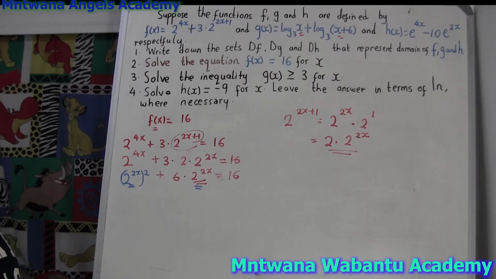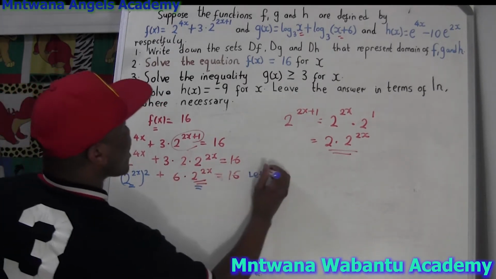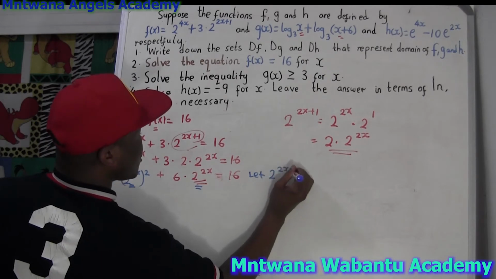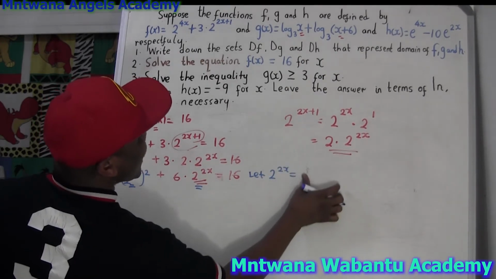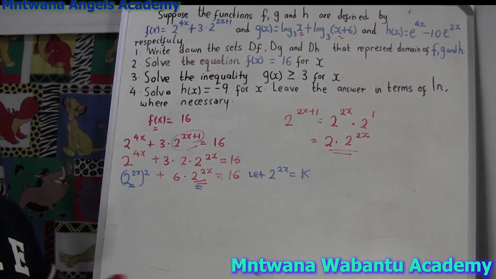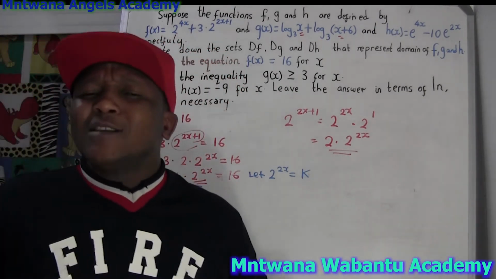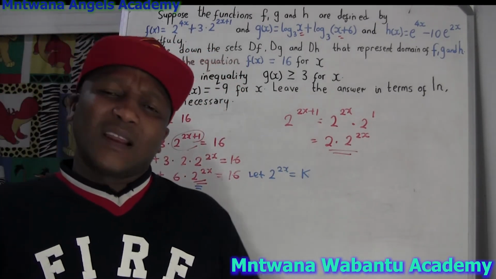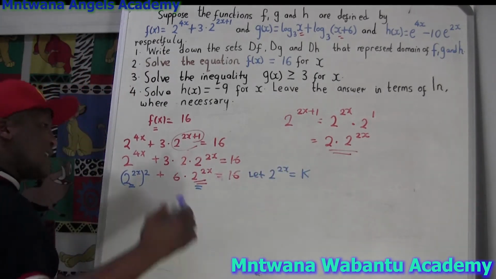I'm going to let these look-alikes, 2 power x, equal to, say, k. Sometimes they like to say k. You can use k, or they call it k substitution for most cases. For the lower grades, they like to say k substitution, they memorize it. But you can substitute any letter. Most of the books like to say k or m. Okay, so let's say k substitution.